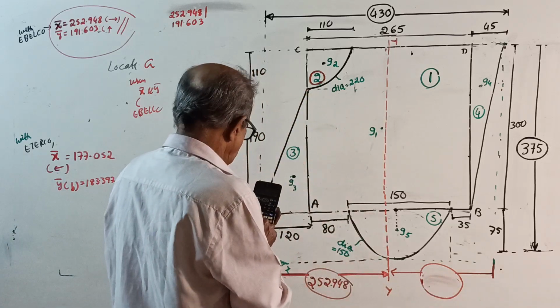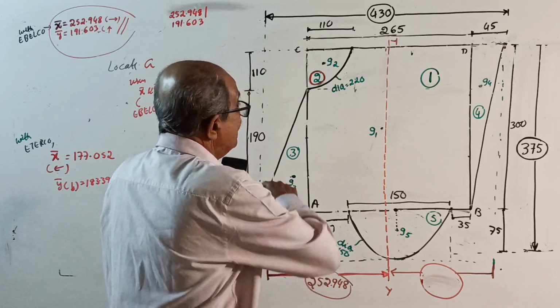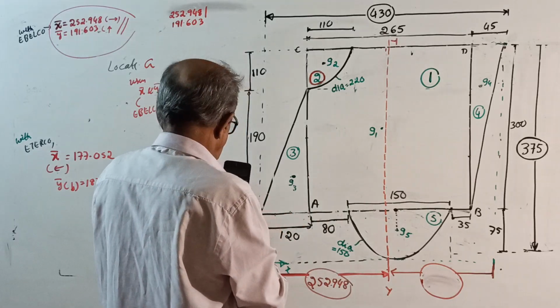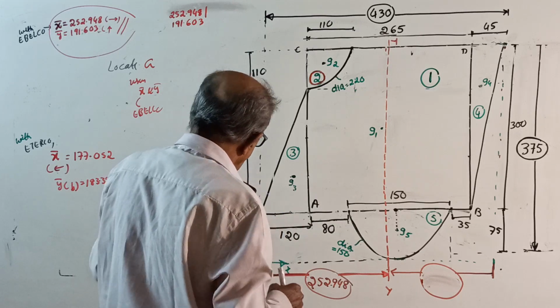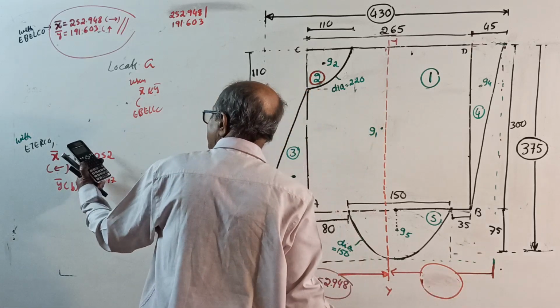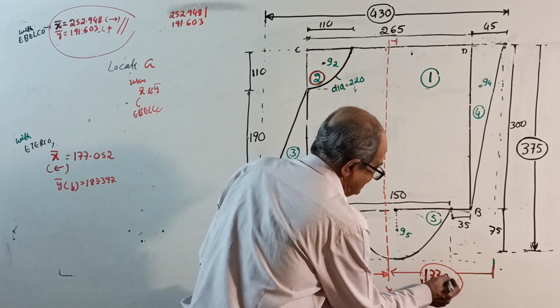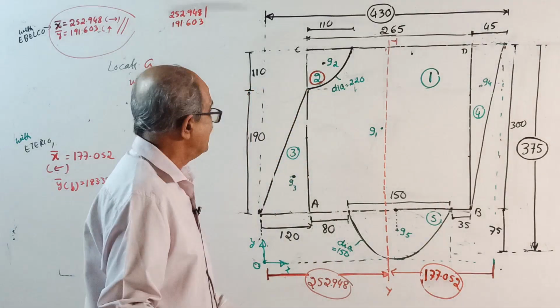See, from total 430, I subtracted the wrong number. From total 430, subtract 252.948: 177.052. Got a shock of my life because see, the answer here is 177.0. I did it carefully. Okay, 052. You will check later.